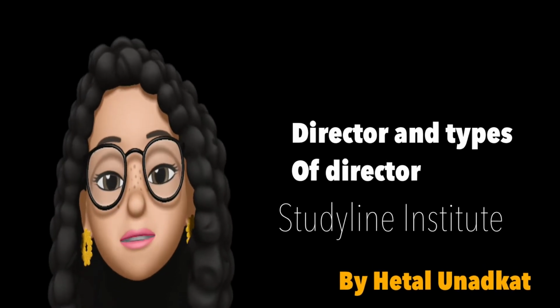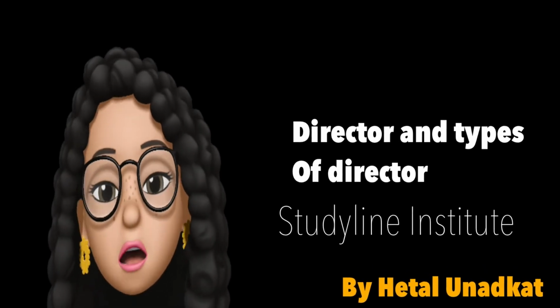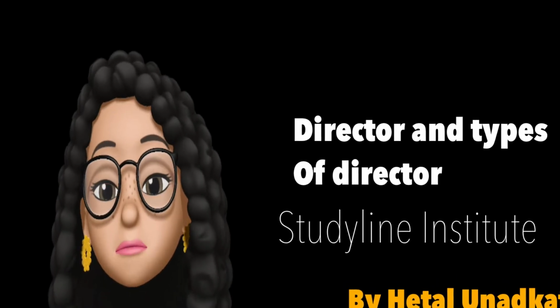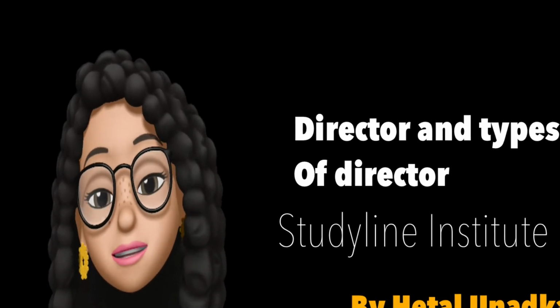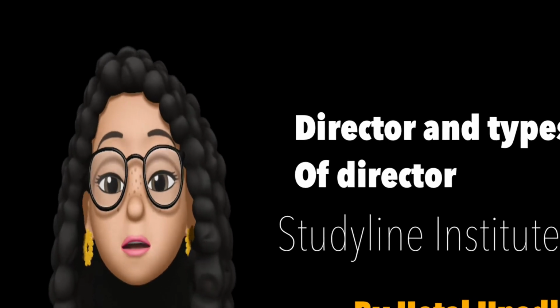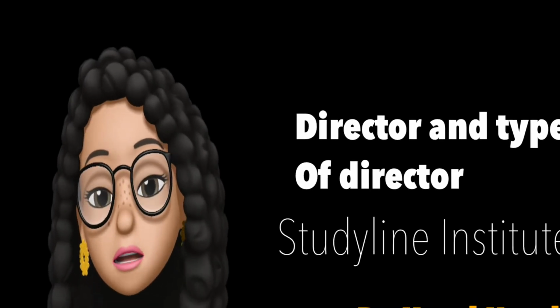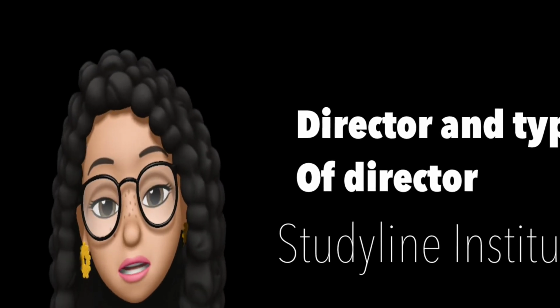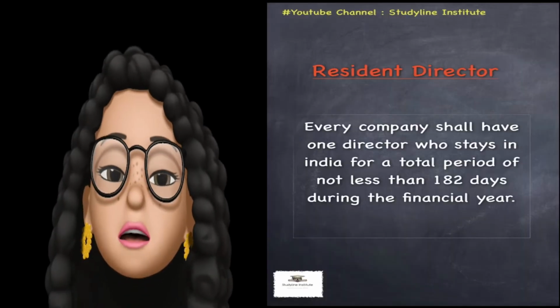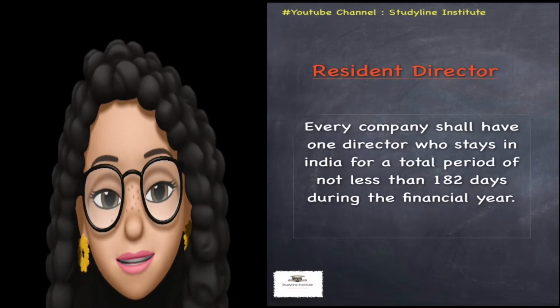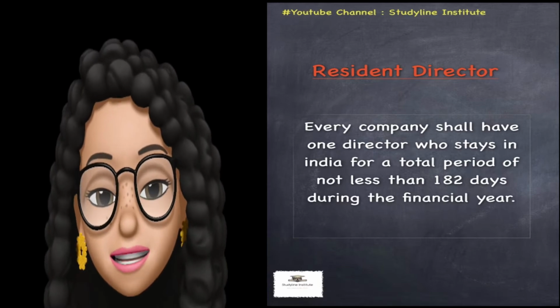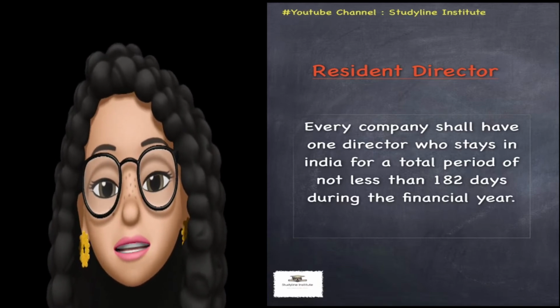Now, we know the collective body of the directors is known as the board of directors. We understand that there must be at least one woman director if the company must comply with the requirement. But there is also a requirement of a resident director on our board. Now another question arises: which director should be known as a resident director? What is a resident director?